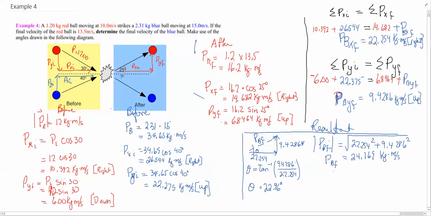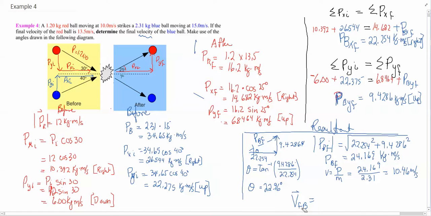Now, remember that we're not being asked for the momentum, we're being asked for the velocity. So we've got our momentum, now we can find our velocity. The momentum divided by the mass gives us our velocity, so we take 24.169 divided by the mass, which was 2.31, and that gives us a velocity of 10.46 meters per second.